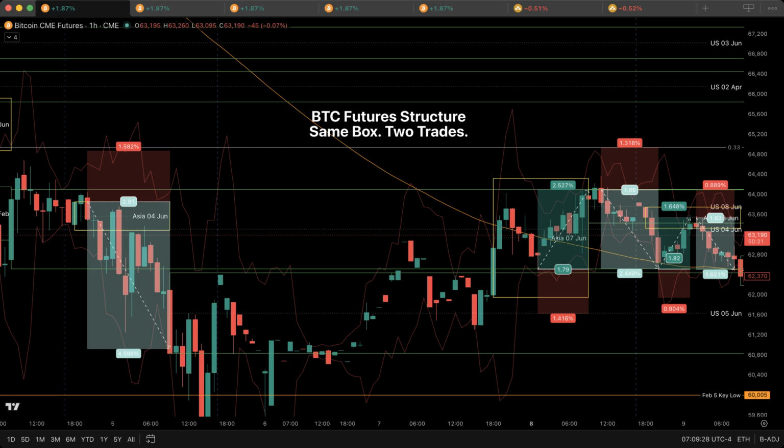Now, management. If price reaches the target, protect. Do not assume the next move. The box is still controlling the trade. If the long reaches the midpoint and stalls, take the result. If the short reaches June 4th U.S. lower boundary and reaction appears, protect the result.